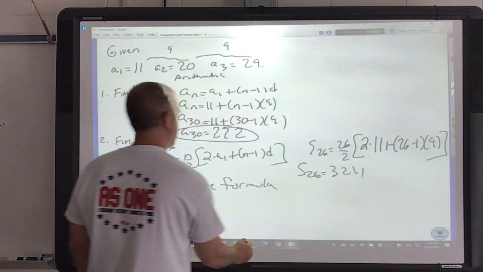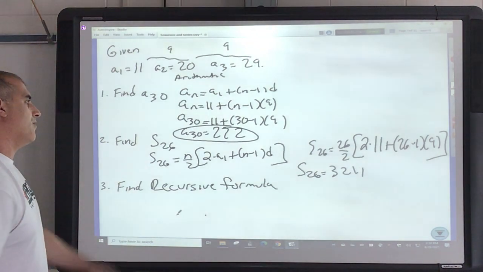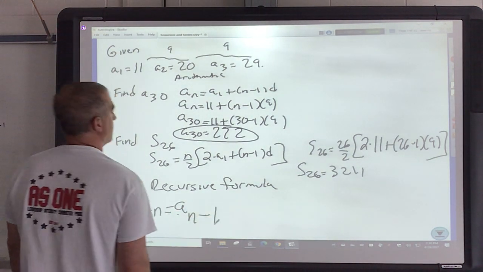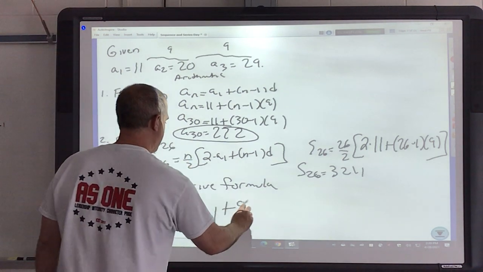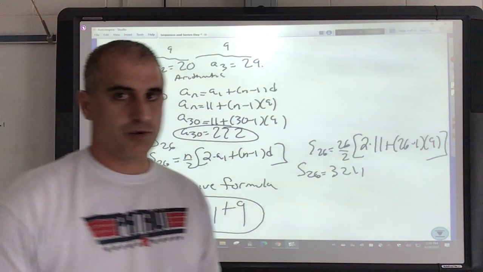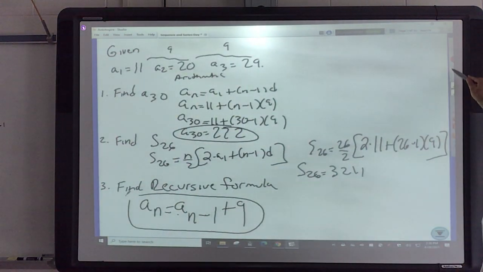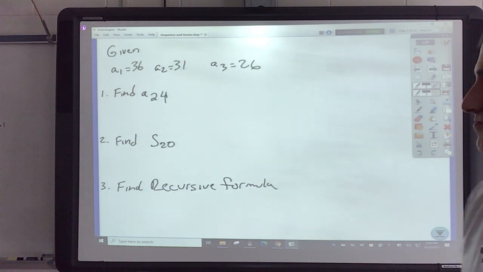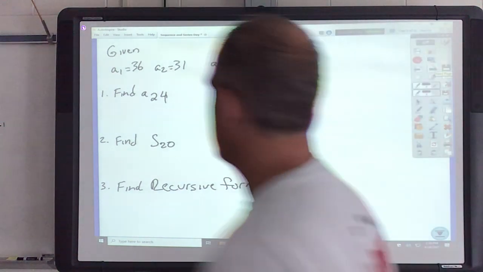Okay, write the recursive formula, sort of just a review. The idea is the recursive formula is just whatever my pattern is: a sub n minus 1 plus 9. It's very simple. Just wanted to make sure we retouched on that. Go ahead and pause your video and work on these.